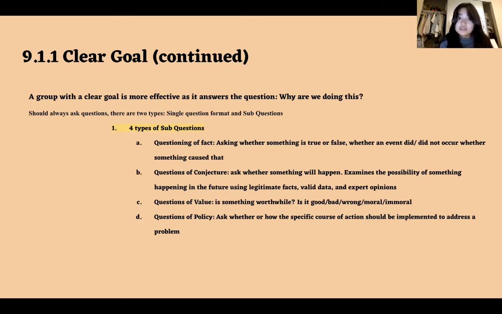The next one is questions of value. It asks, is this worth it? Is it good, bad, moral, immoral, right, or wrong? And then there's questions of policy, which asks what action you should take next and implement to address the problem.